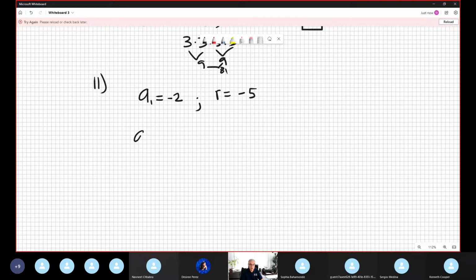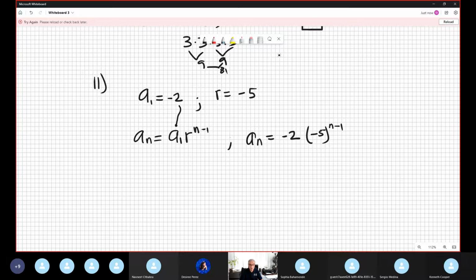The formula is the same. A sub n is equal to A1 times R to the n minus 1. In our specific example, A sub n is equal to -2 times -5 raised to the n minus 1. Boom. Leave it like that, because this is non-numerical. It's a formula that generates every element, every term.